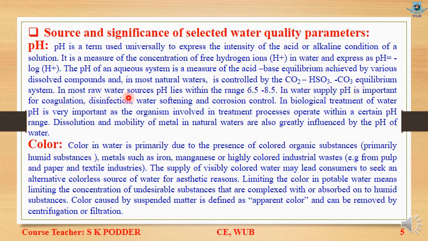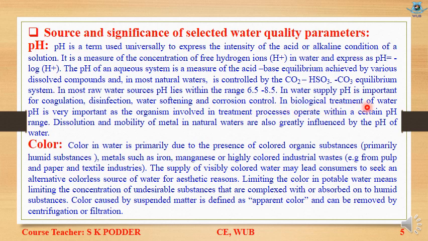In most raw water sources, pH lies within the range 6.5 to 8.5. That is, in our country, the BD standard of pH is the range 6.5 to 8.5. In water supply, pH is important for coagulation, disinfection, water softening, and corrosion control.